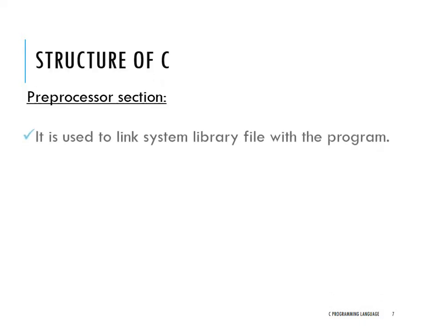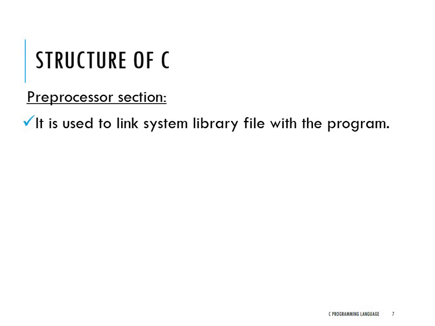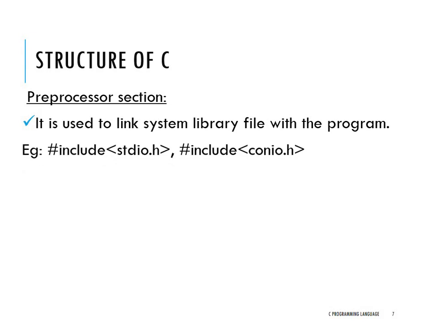Next we are going to see about the preprocessor section. The preprocessor section is used to link the system library files with the program, because the system library files contain all the information for the program. How we should get the input, how we can display the output, all that information is stored in these header files only. These library files are nothing but header files. We need to include header files with the C program, then only we can compile and execute our C programs.